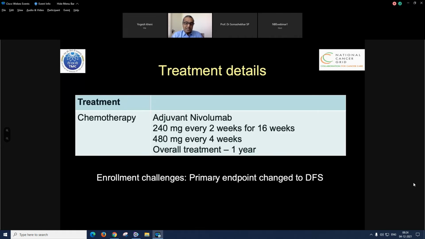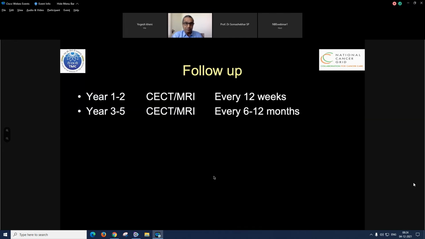Due to enrollment challenges that they faced during the study itself, they converted the primary endpoint from the composite endpoint of overall and disease-free survival to only disease-free survival. So this is an important change that they've made, and the importance of disease-free survival will come later on in my talk. On follow-up, they were evaluated with either a CECT or an MRI every 12 weeks in the first 2 years. And subsequent to the 2 years, that is 3 to 5 years, it was done every 6 to 12 months.